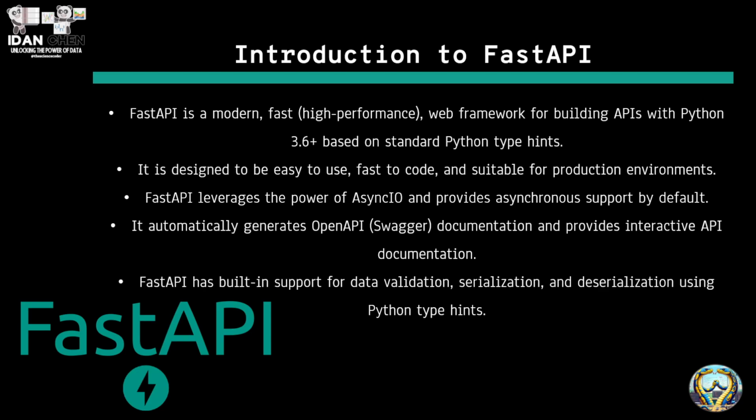So, as I said, FastAPI is designed to be fast to code and suitable for production environments. FastAPI leverages the power of AsyncIO and provides asynchronous support by default. It automatically generates OpenAPI, its Swagger documentation, to provide an interactive API documentation.